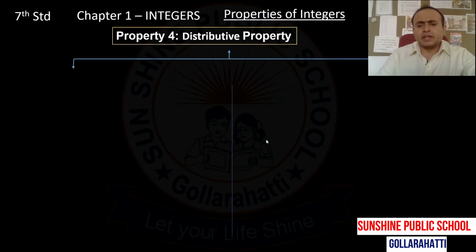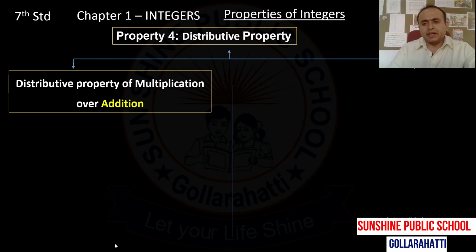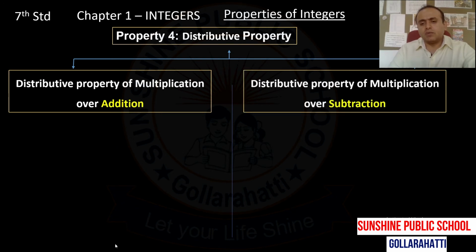Next is distributive property. Distributive property can be divided into two: that is distributive property of multiplication over addition and distributive property of multiplication over subtraction. So distributive property, ನಾವು ಬರೀ multiplication ಮಾತ್ರ use ಮಾಡ್ತೀವಿ when with addition or subtraction. So let us see the example.